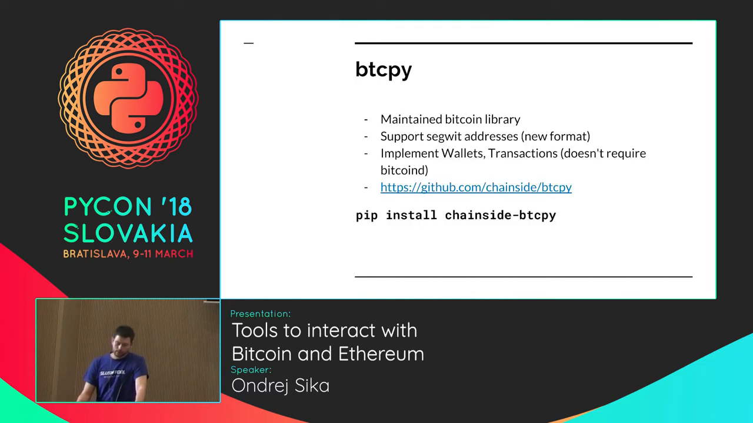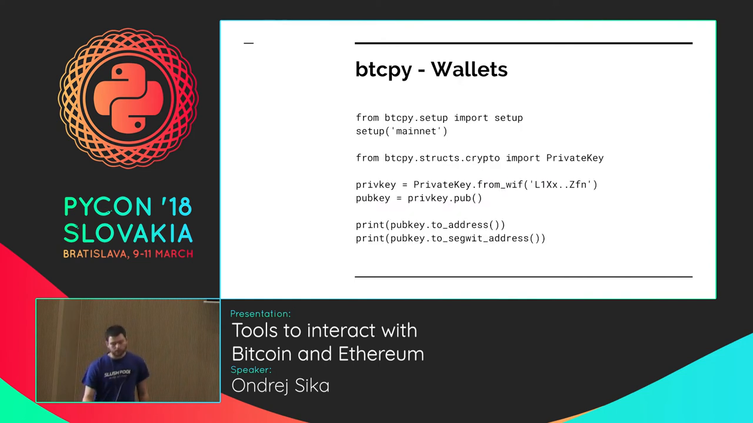There is another library you can use. BTC Pi is one actively maintained and easy to use library for Bitcoin in Python. This library supports offline generation of keys, offline generation of wallets and transactions, parsing blocks, and everything you need to work with Bitcoin. There is an example of some work with wallets.